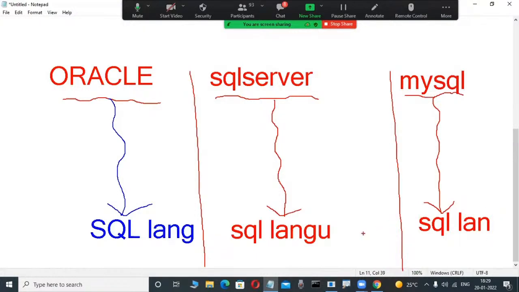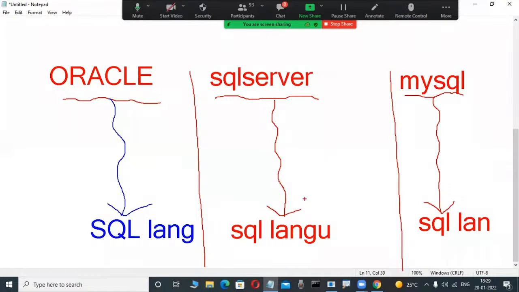Now, can anybody guess? Only one answer is correct. Whenever you are working in our Oracle database product in your system, and your friend is working in a SQL Server product, and your other friend is working in a MySQL database product, all these persons are using a SQL language. But are all these SQL languages the same or different? Only one answer is correct.